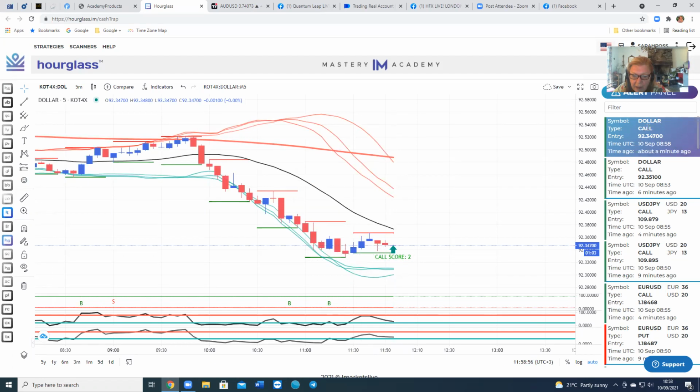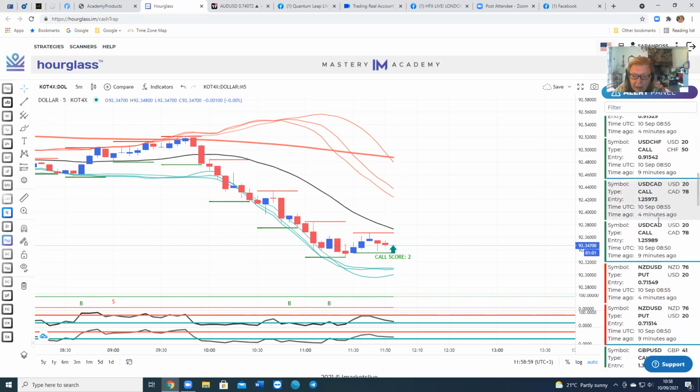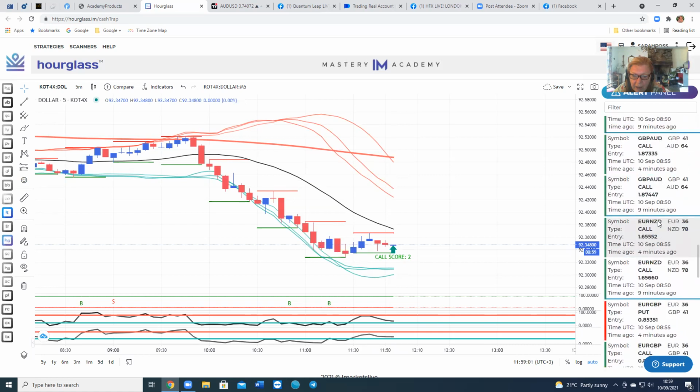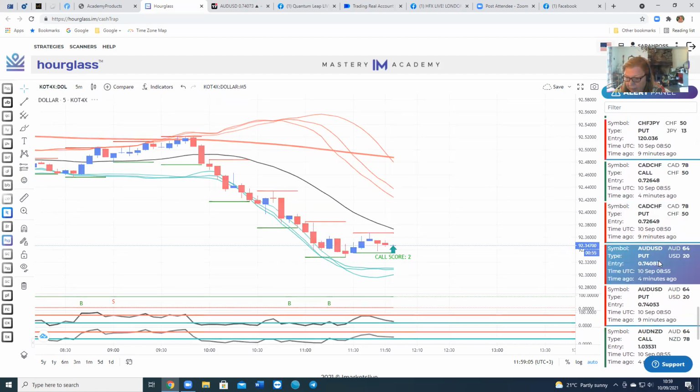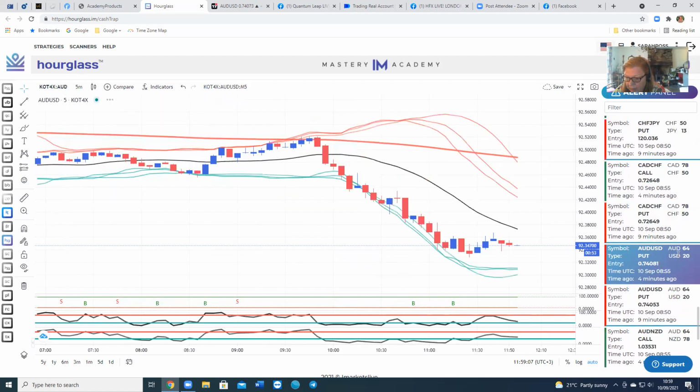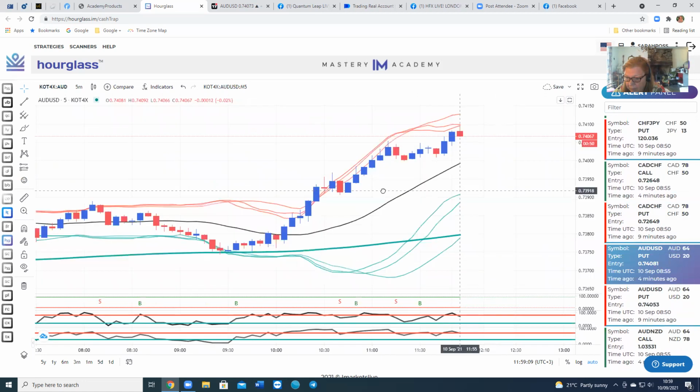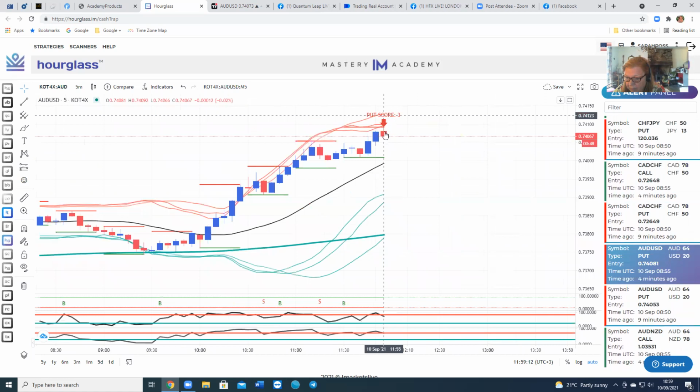So we want that to say that it's a put. Let's go down to the Australian dollar versus the US dollar. This is an algorithm spitting out these trade ideas every 5 minutes. And this says a put, which is what you'd expect against the dollar. So, put score of 3 coming up to the hour.